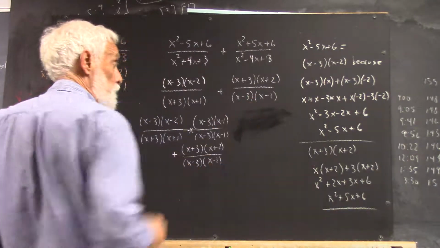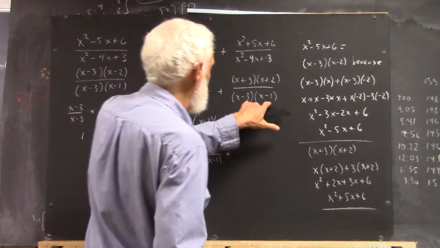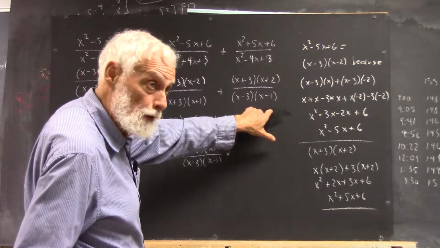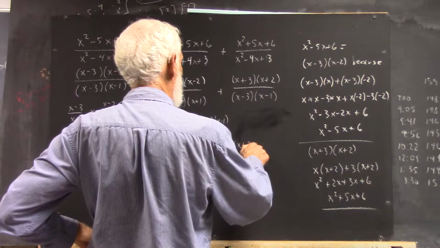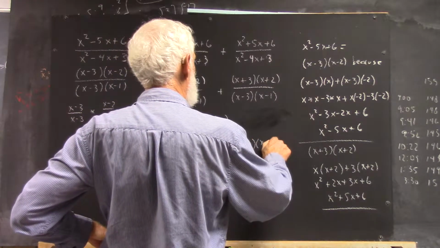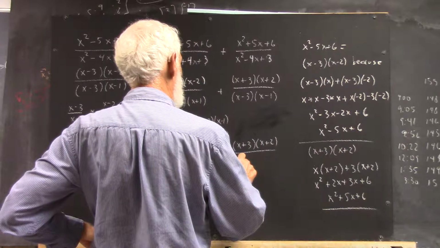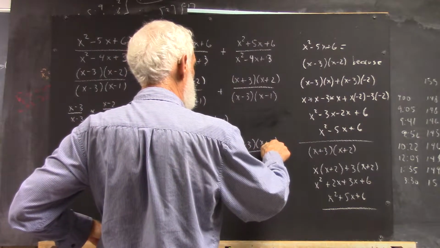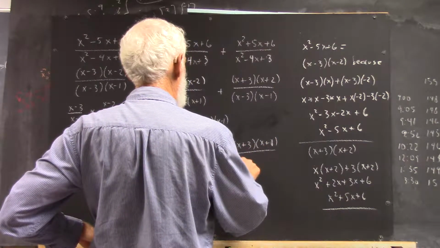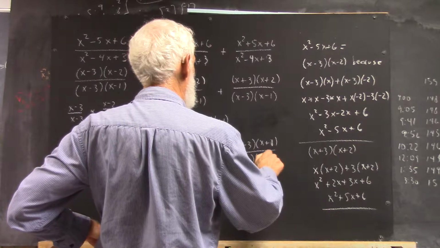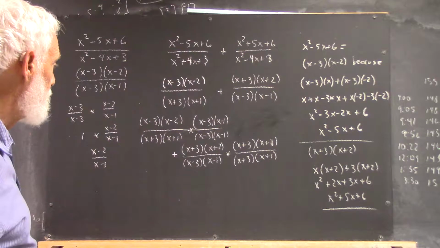So there's our second term. And then what do we multiply that by? Well, whatever's over here that isn't over here, right? So then that's x plus 3 times x plus 2 times x plus 1 over x plus 3 times x plus 1, right?